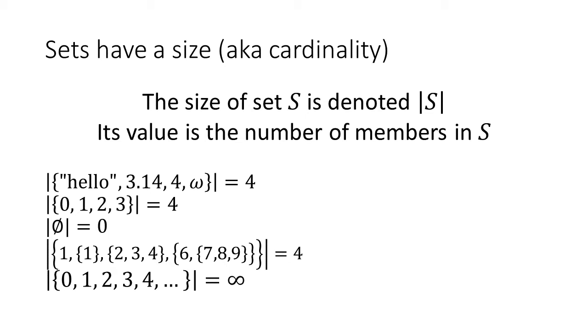This weird set from the last slide that contains other sets as members, well, that only has 4 things in it, where some of those things have their own cardinalities. And the set of all natural numbers has an infinite cardinality. We're going to be talking more about that one later.